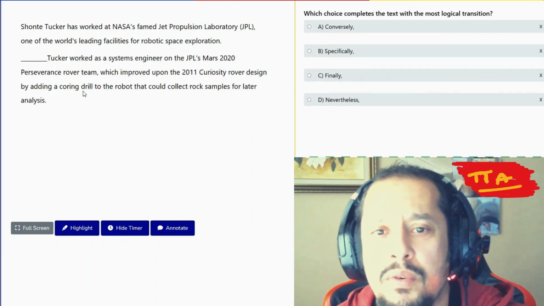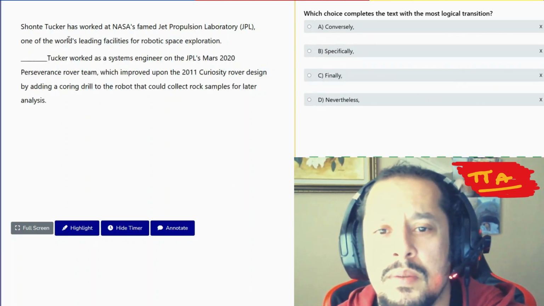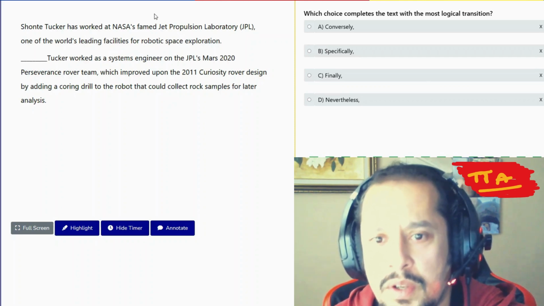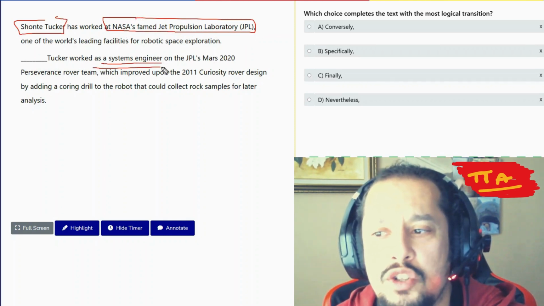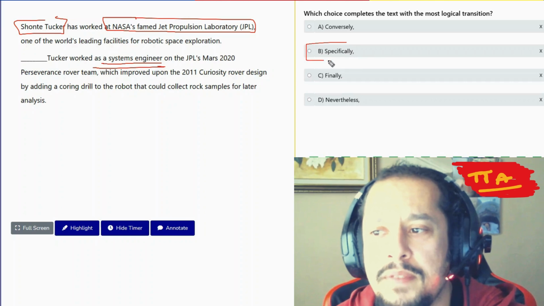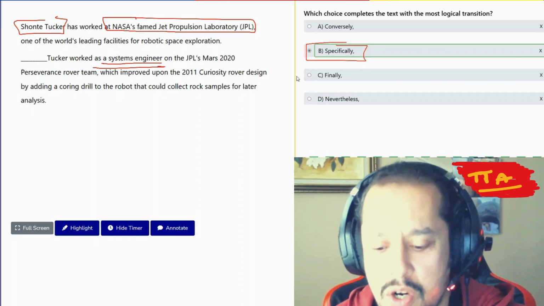And finally, number 14. So here it tells us Shanti works in NASA's famed JPL, and then it tells us her exact job. So we're going to go with specifically, because now we're specifying her job.